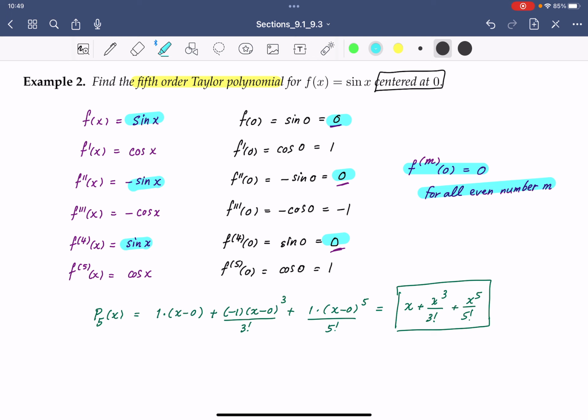Which means for the Taylor polynomial for the sine function, you don't have the even powers at all. The same thing with the cosine function, but reversed. If you do the Taylor polynomial for the cosine function, you're going to see only the even terms. You don't have the odd terms. So for the cosine function, you're going to have x squared, x to the 4th power, but you don't have x cubed, x to the 5th power. Sounds good?